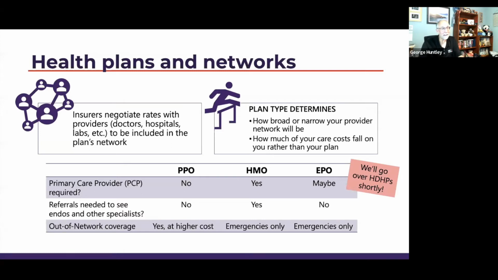These are things that may or may not mean something to you. With diabetes, do you need a referral to go see your endocrinologist? You just might. So these are important things. Out of network coverage is another very important thing. In a PPO, it's going to be more expensive.